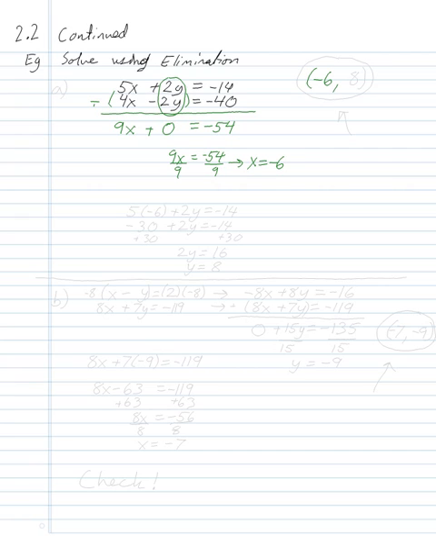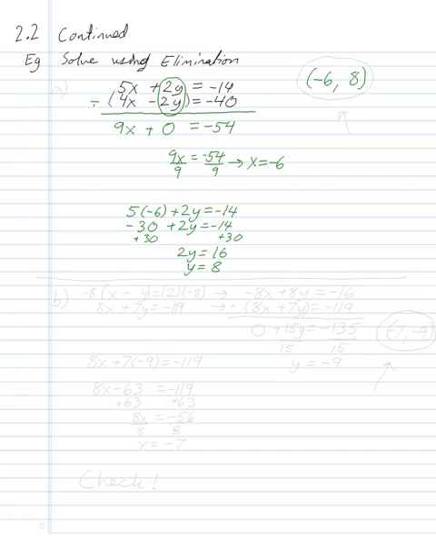Well, we go back to one of our original equations. This time I'll use the top one, just to see how that would look. If I substitute -6 in for x, we see -30 + 2y = 14. So if I add 30 to both sides, I see 2y equals 16, so y equals 8.